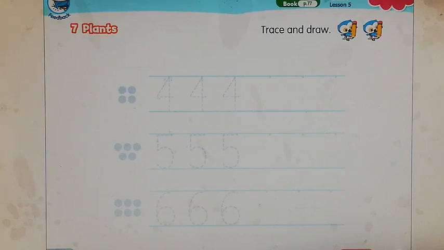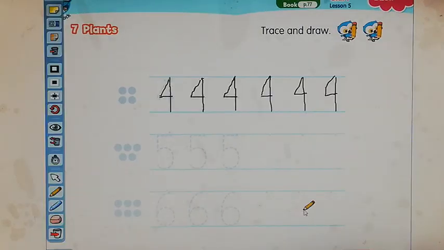Okay. Now your same student's book. Trace and draw. You see, we have number 4 here. How many small dots do we see here? 1, 2, 3, 4. So we have 4 here. 1, 2, 3, 4, 5, 6. Now you need to add 3 more 4s to it to make it 6. Okay? To make it 6.